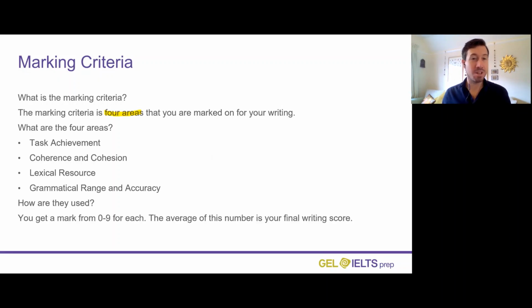So how are they used? Well, you get a mark from 0 to 9 for each one of the 4 areas. 0 is the lowest, 9 is the highest. And then the examiner takes the 4 marks, adds them together, and gives you the average of those 4, and that's your writing mark.